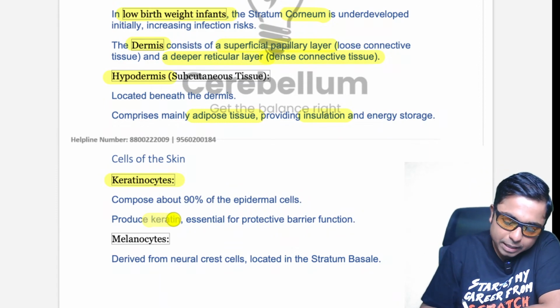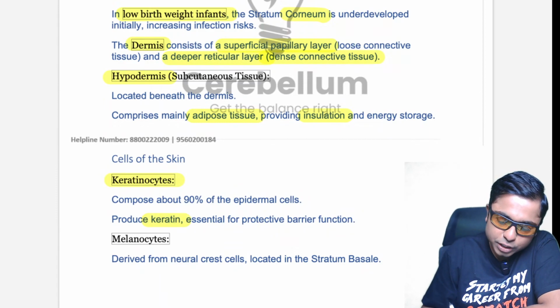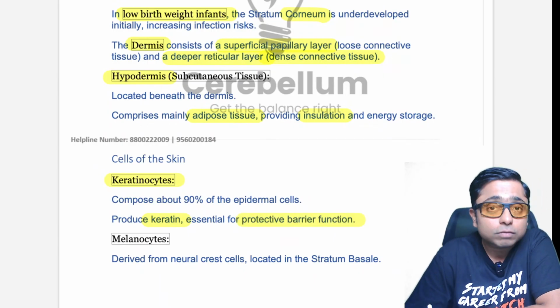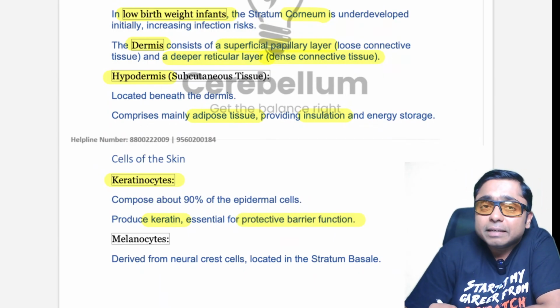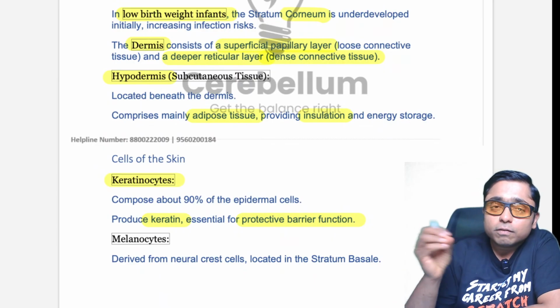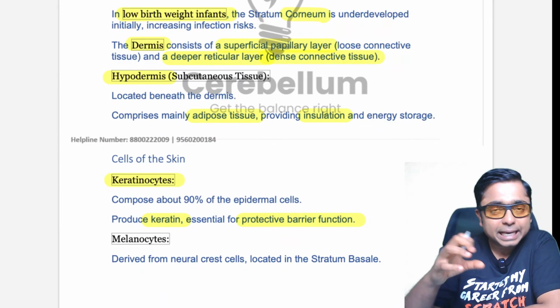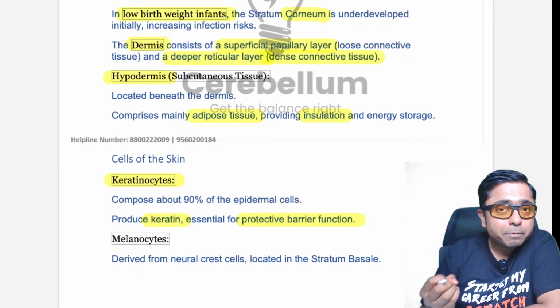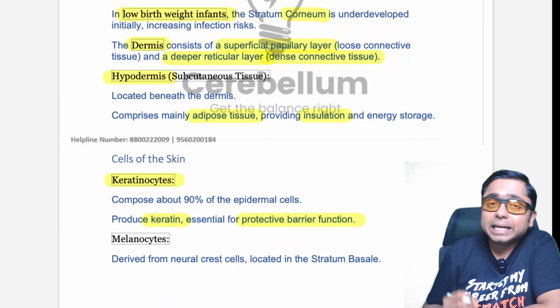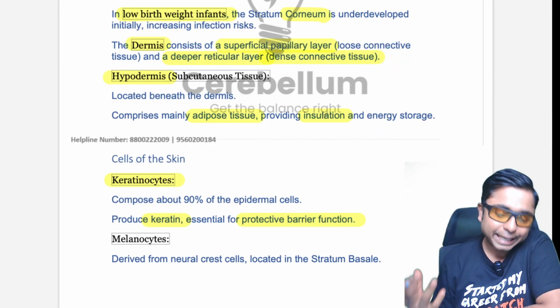Cells of the skin. Remember, keratinocytes form almost 85 to 90% of the cell population of the epidermis and produce keratin, which is essential for the protective barrier function of the skin. And remember, the keratinophilic fungi, the dermatophytes, devour keratin. And where is keratin present? It is present not only in the skin, it is also present in the hairs and in the nails.